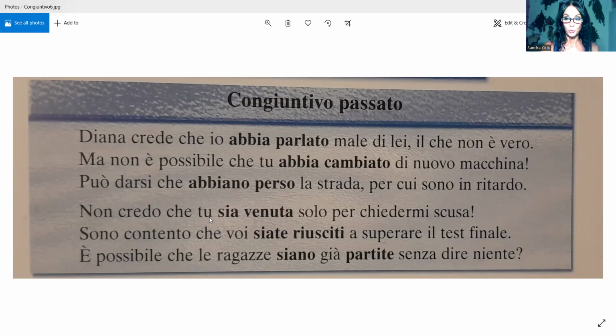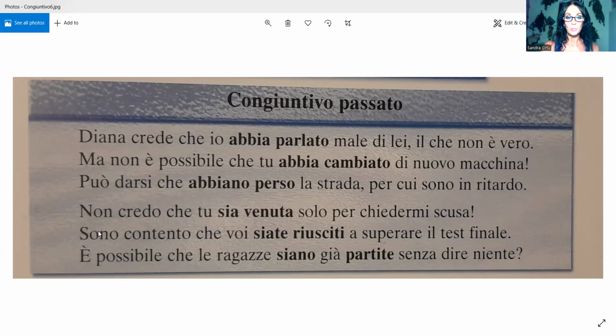So we have two, because for the same reason, like for every verb, the first three persons singular, io, tu, lui, lei, have exactly the same conjugation. So we put tu to make it clear who we are talking about or who we are talking to. And then we have venuta, which is the participle of venire.